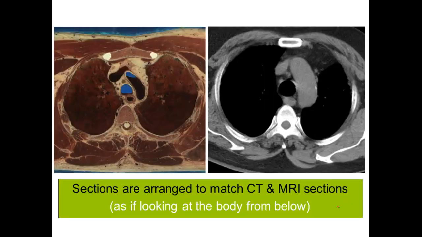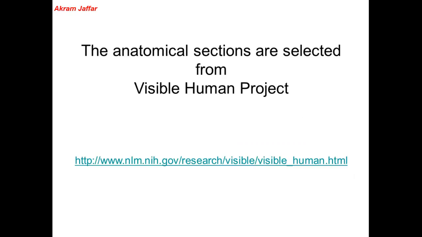I'm going to use anatomical sections as well as CT sections, axial sections. The anatomical sections are arranged to match the CT and MRI sections. In other words, they are arranged as if looking at the body from below. So this will be the right side of the body and this will be the left side of the body. The anatomical sections are selected from the Visible Human project.